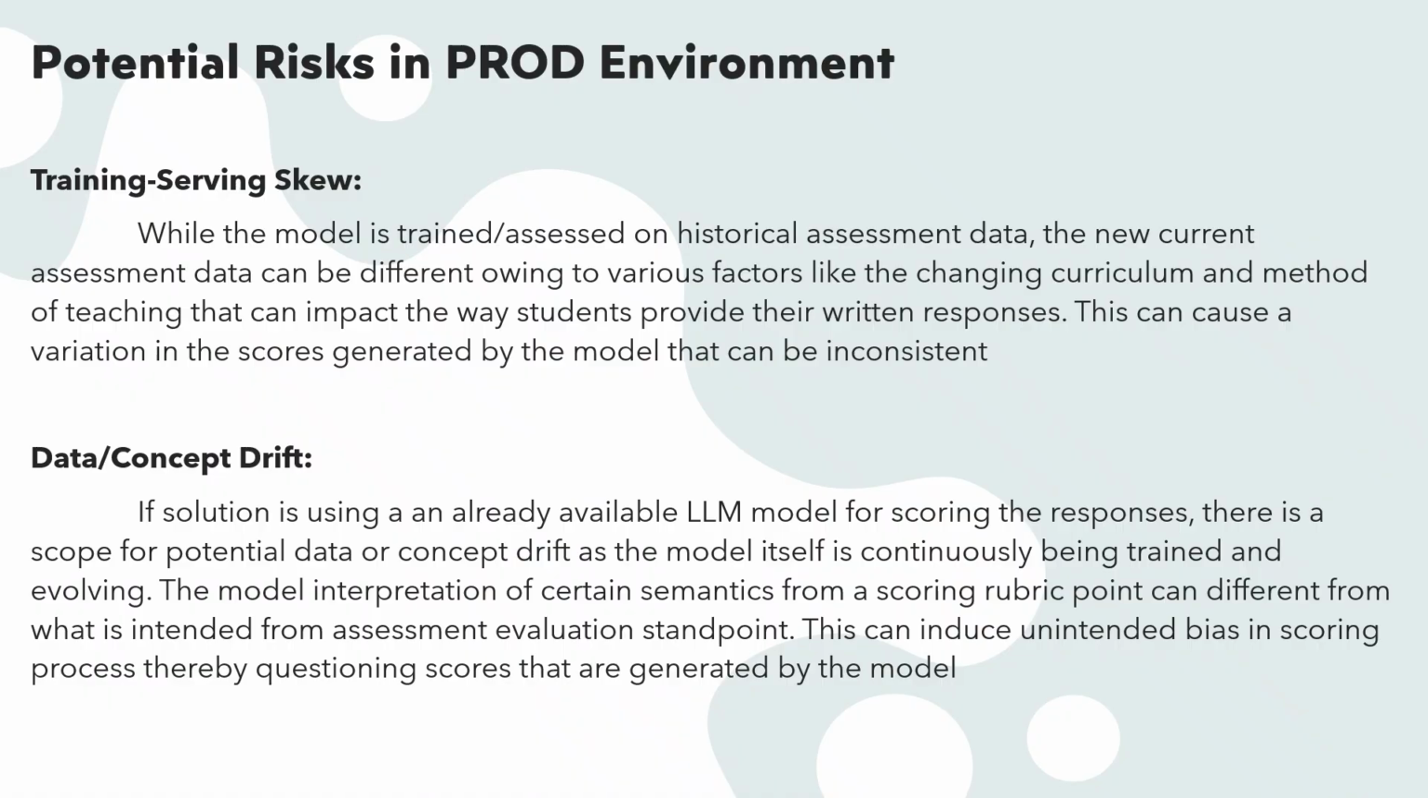Data and concept drift. If the solution is already using an LLM model for scoring the responses, there is scope for potential data or concept drift as the model itself is continuously being trained and evolving. The model's interpretation of certain semantics from a scoring rubric can be different from what is intended from an assessment standpoint. This can introduce unintended bias in the scoring process, thereby questioning the scores that are generated by the model.